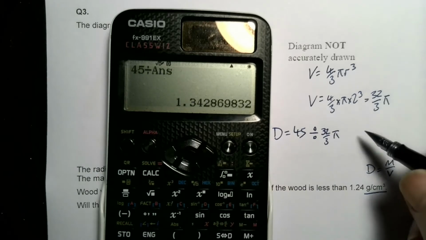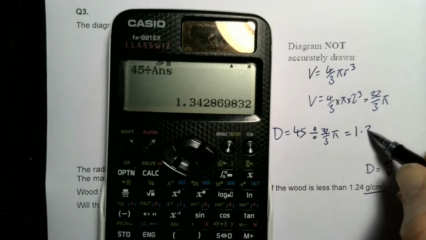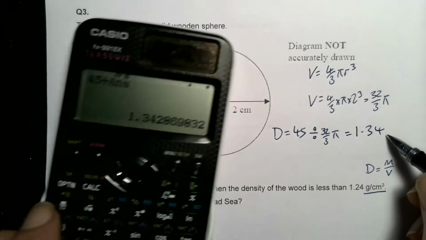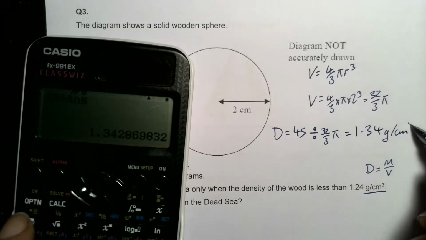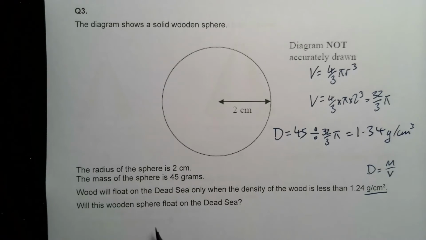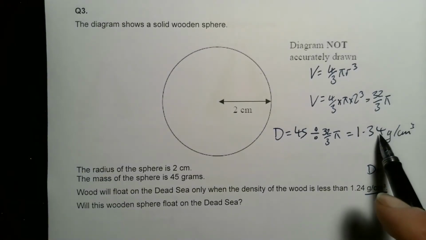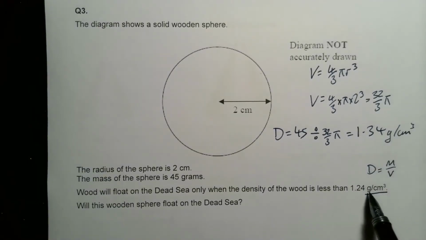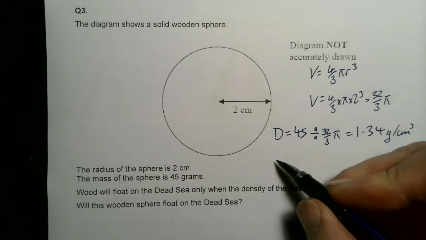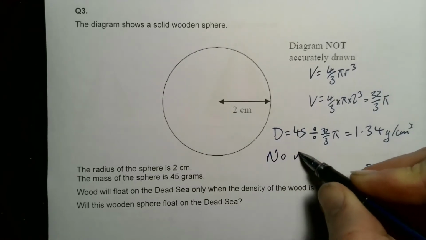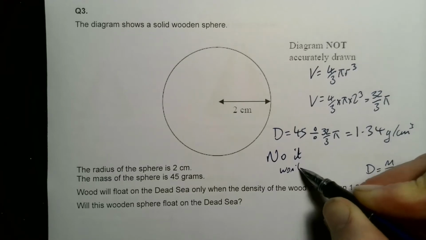Press equals, and it gives me 1.34 grams per centimetre cubed. Will this wooden sphere float on the Dead Sea? Might be surprising because virtually everything floats on the Dead Sea because it's full of salt, but this is denser than that. So you're going to have to say, no, it won't float.